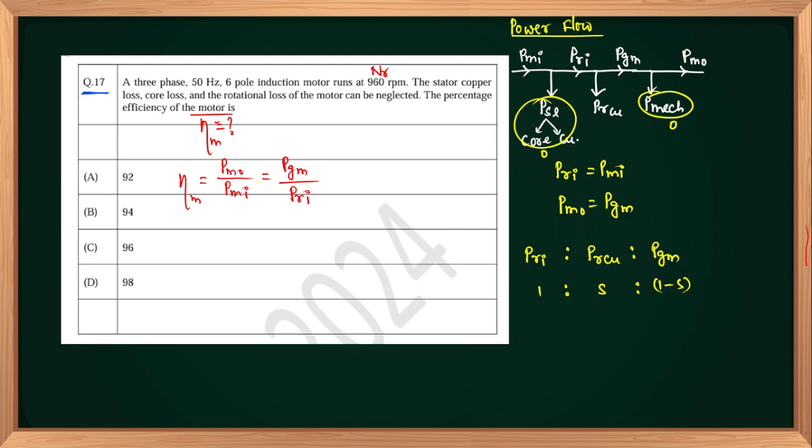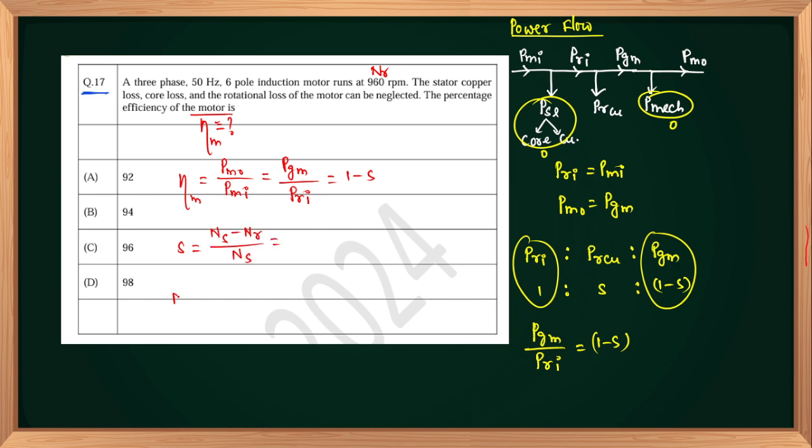Now we want a ratio between gross mechanical power and rotor input. So the gross mechanical power to the rotor input is taken as this relation: 1 minus S times PRI divided by PRI, or 1 minus S. So here 1 minus S you need to calculate. If you can calculate the slip, then that could be the answer. How will you calculate the slip? Slip in the induction motor will be Ns minus Nr divided by Ns.